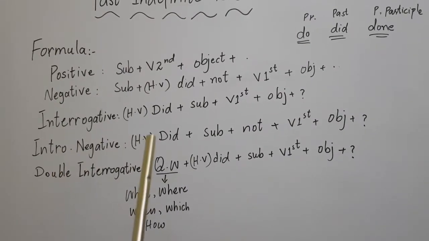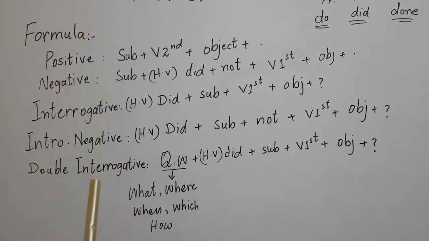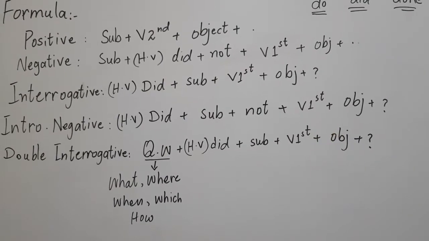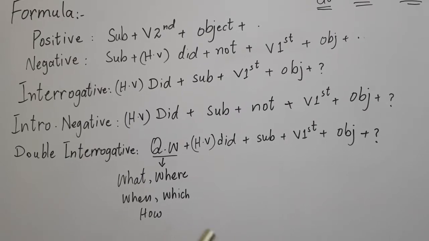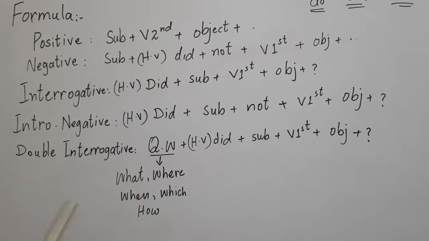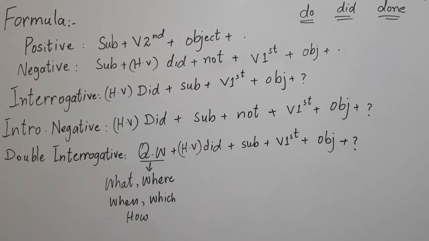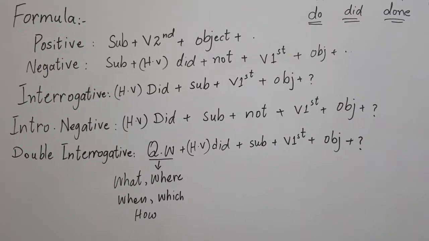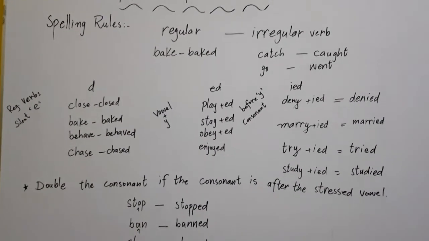In interrogative sentences, helping verb did plus subject plus first form of the verb plus object plus question mark. In interrogative negative and double interrogative, we will put a question mark. And in double interrogative, there will be a question word. What are the question words? What, where, when, which, how, and after that there would be did, subject plus first form of the verb plus object and question mark. We use second form of the verb in past indefinite tense.